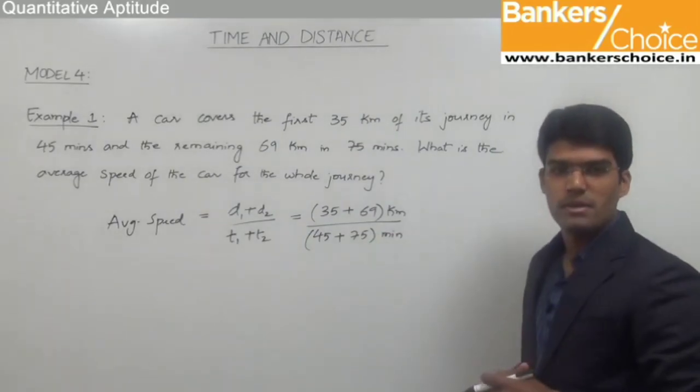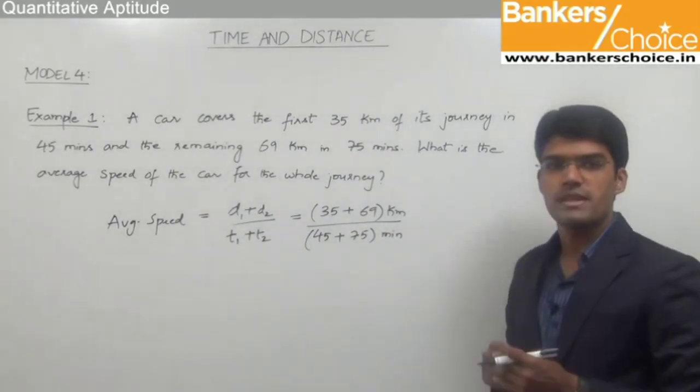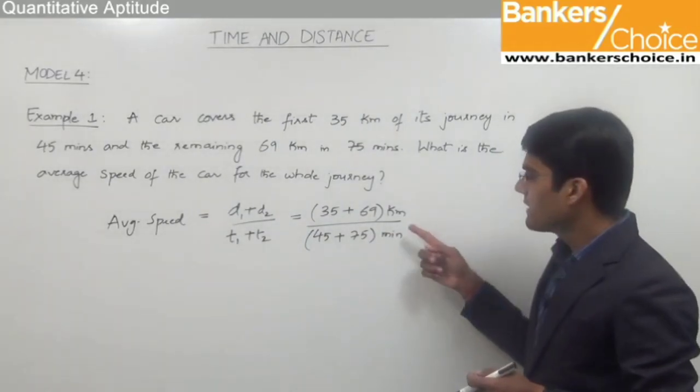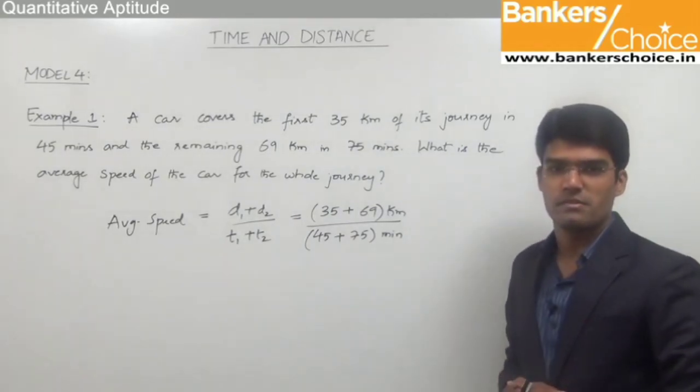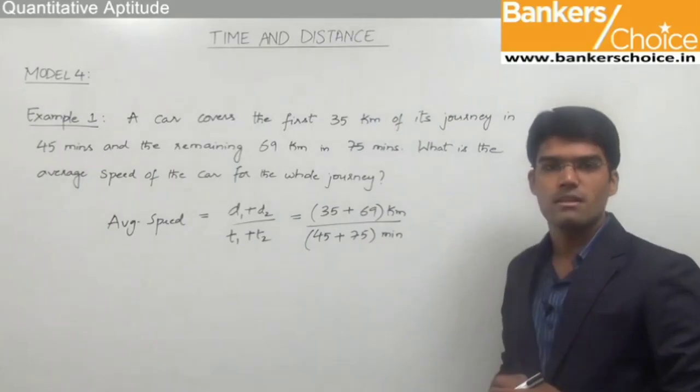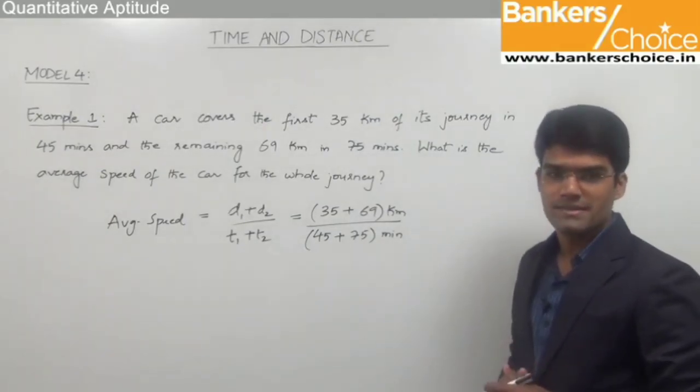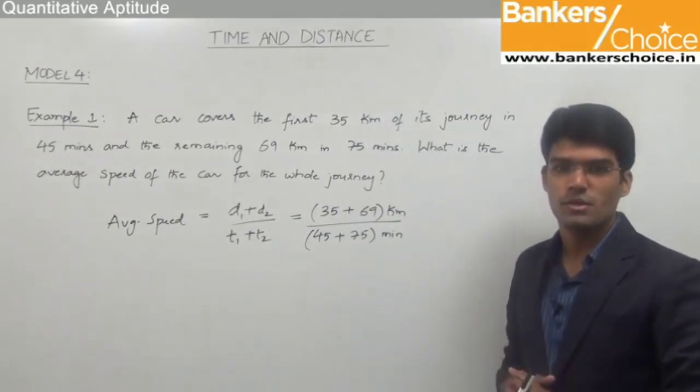But friends, as I've already mentioned, whenever we solve these questions, the units have to be proper. This calculation gives us the speed in kilometers per minute, which is not a standard unit of measurement. So we should either find out the speed in kilometers per hour or meters per second, and that can be done based on the options given to us.